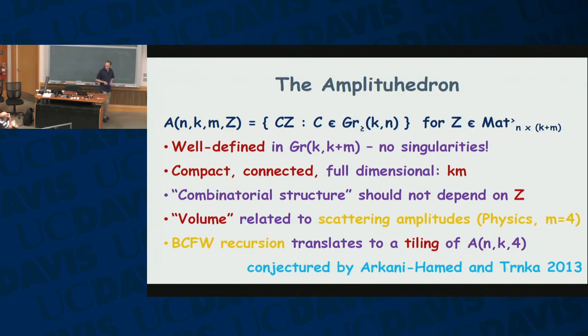And if you want to show the equivalence of these two physical theories, that the amplituhedron also gives you the same scattering amplitude, one main step is to show that the terms you get from the BCFW recursion correspond to different pieces of this geometrical object that we defined, which is the amplituhedron. This was conjectured a decade ago by Arkani-Hamed and Trnka.